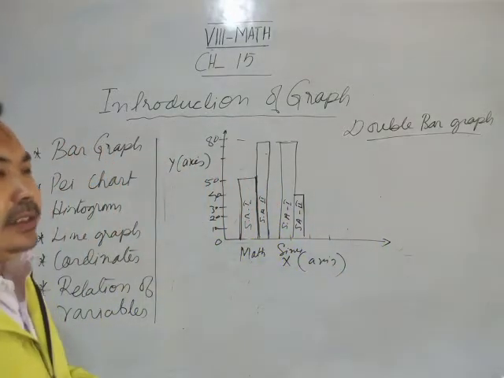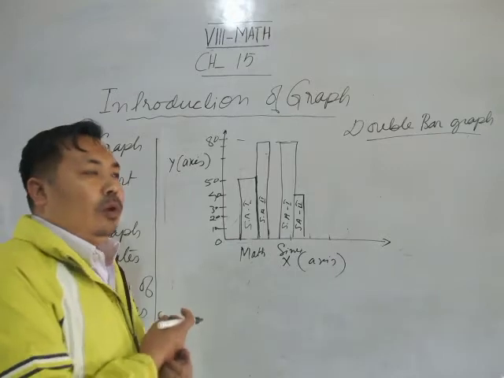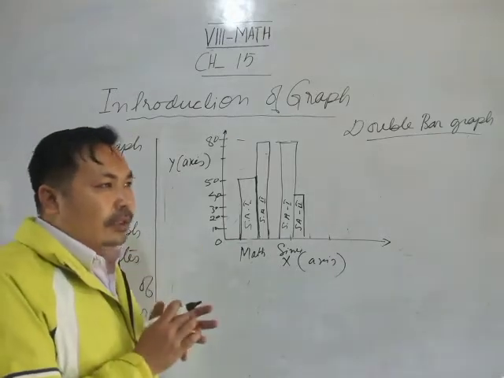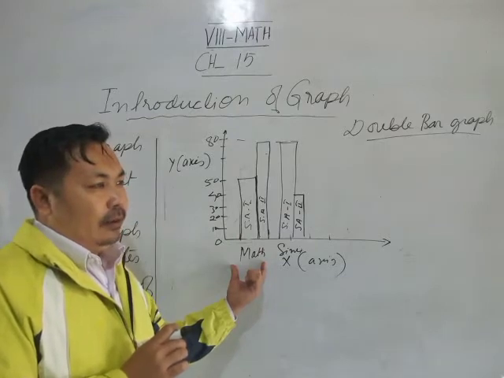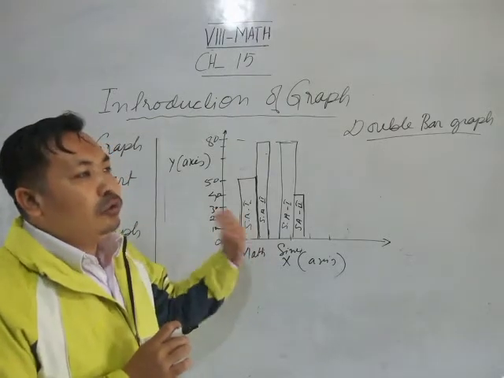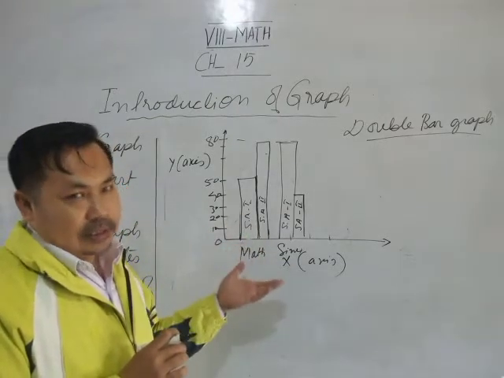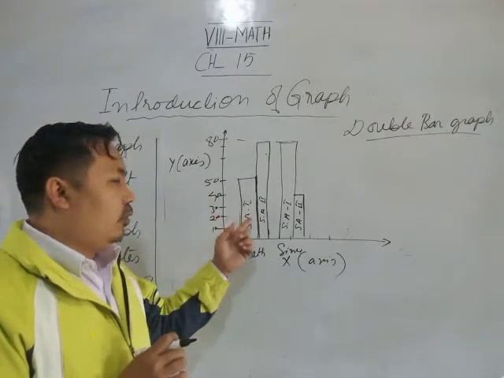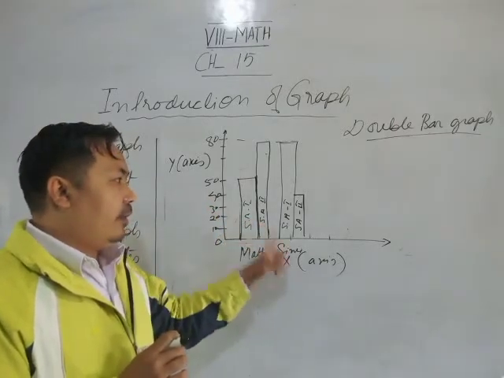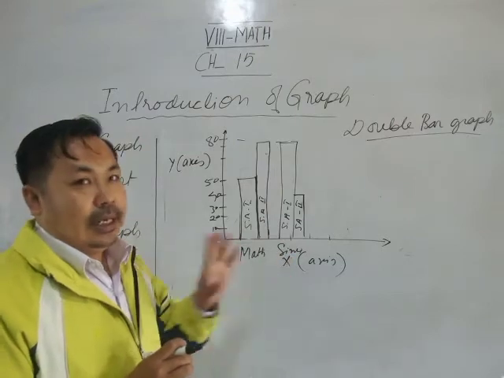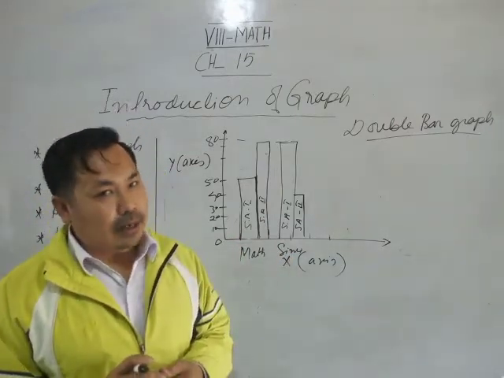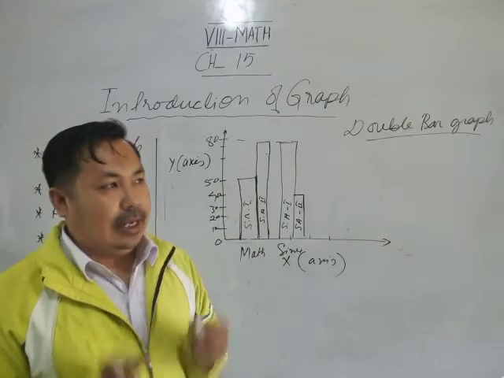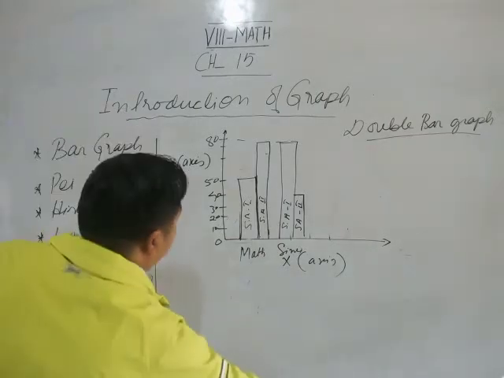Okay, clear? Means in one particular information, two types of related information are given here. For example, marks of SA1 and SA2 for maths, marks of SA1 and SA2 of science, like this. In this case, we draw the double bar graph. Okay, clear? Now we finish what a bar graph is.